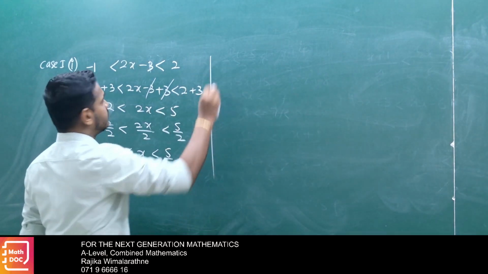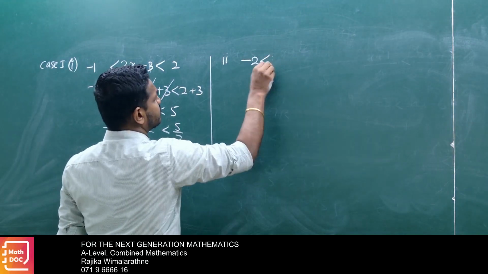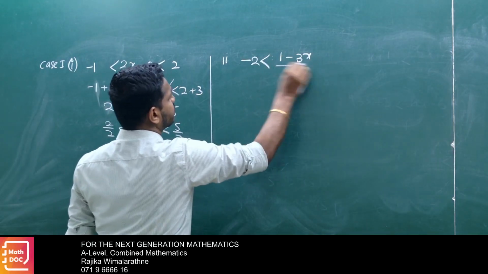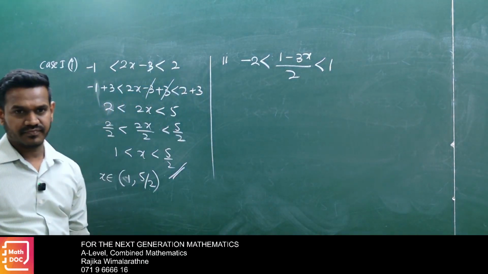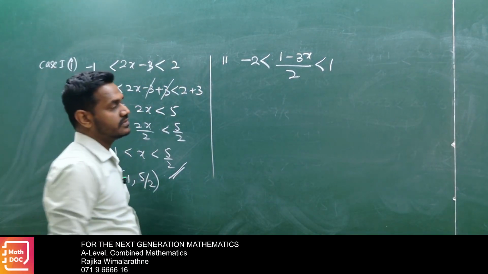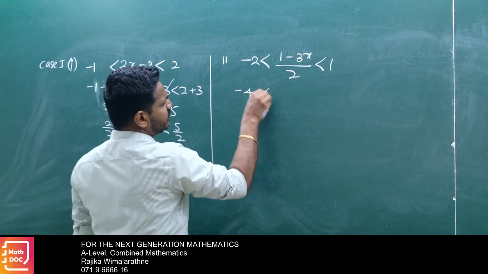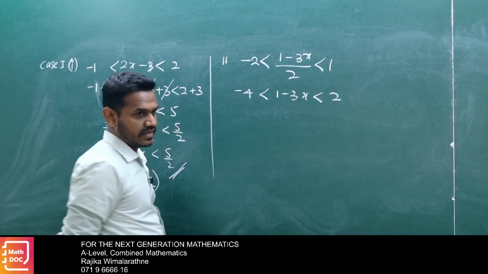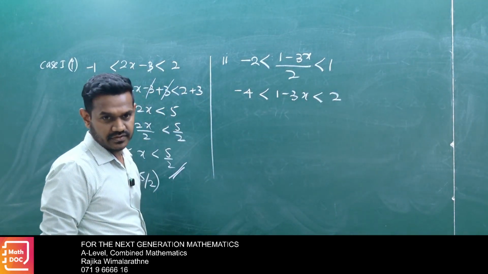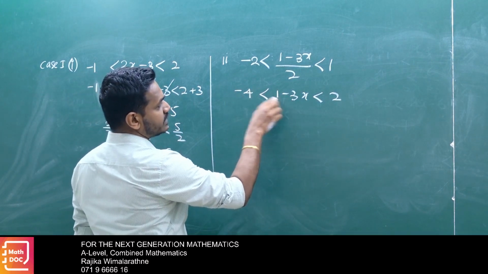See another one. Minus 2, 1 minus 3x over 2, 1. Here again double inequality type. We need to subject x, no? Then multiply by 2: minus 4, 1 minus 3x, 2. When we multiply by a positive value, the sign won't change. Okay, then we have to remove this one. Subtract 1.